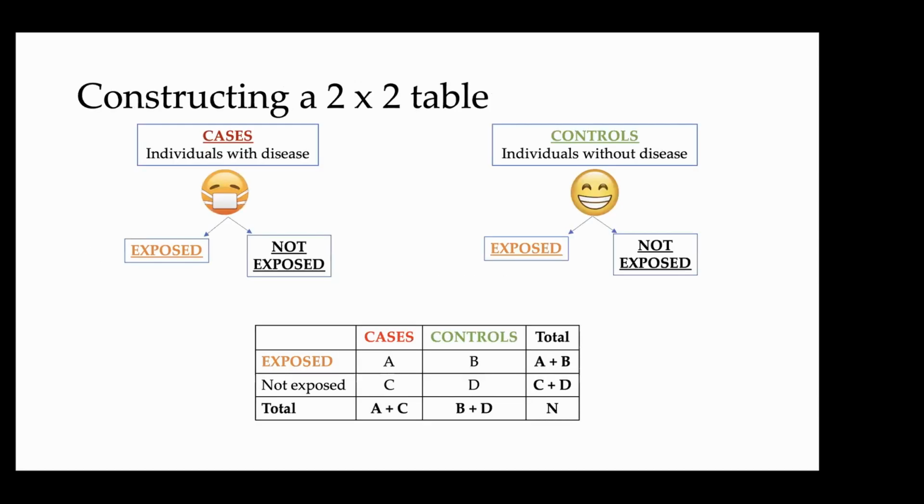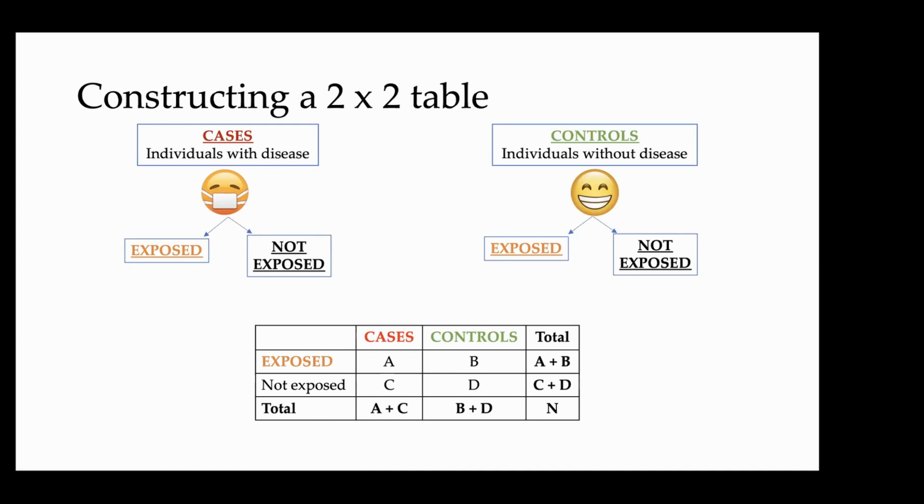With case control studies, constructing a 2x2 table is a very useful tool. If you look at the bottom of this slide, we have our 2x2 table. It's just the basic setup that hopefully we've all seen before. If we look across our columns, we have our cases and controls. And if we move down the cases column, A plus C will be our total number of cases. And alternatively, B plus D will be our total number of controls.